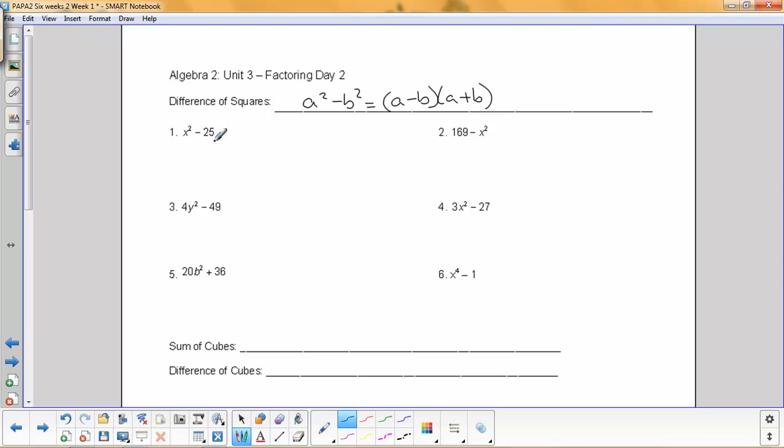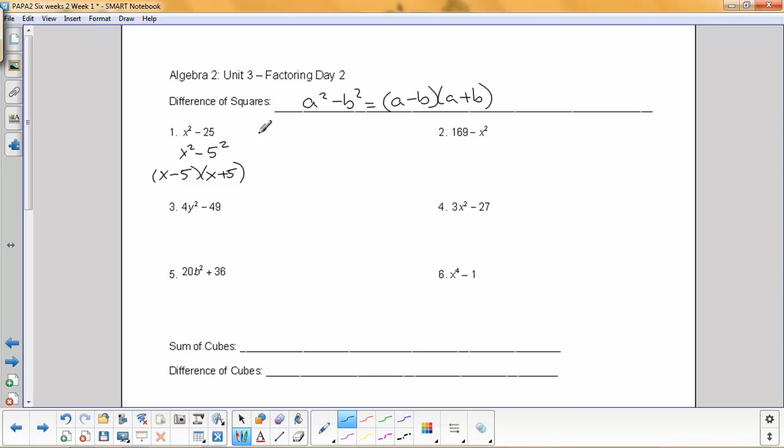First and foremost, you're looking at a squared term, x squared, that's a squared. Subtraction symbol followed by another squared term, which is 5 squared. So the difference of squares says x squared minus 5 squared becomes x minus 5 times x plus 5.